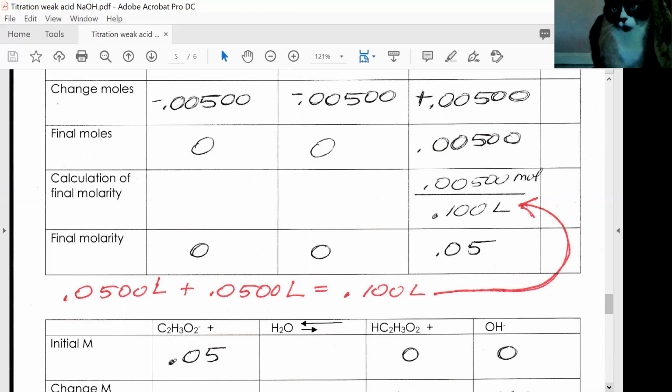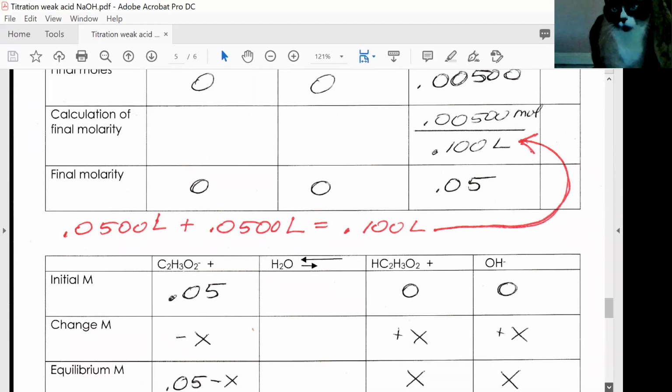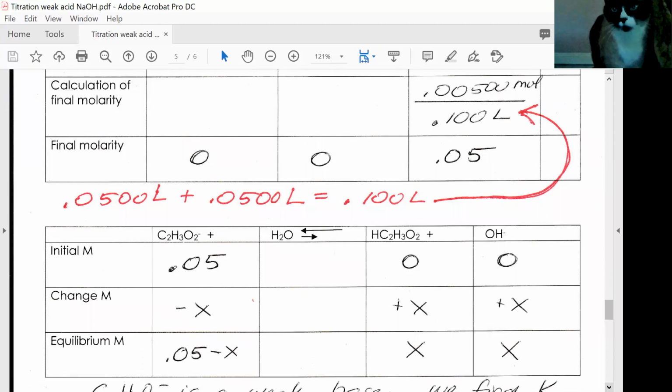Okay, so after we do our stoichiometry table, we will do our ice table. In this case, we're starting with acetate. Acetate is a weak base. The lone pair on the oxygen will act as a Lewis base. It will attack one of the hydrogens and remove it. So acetate is the base. The conjugate acid is acetic acid.